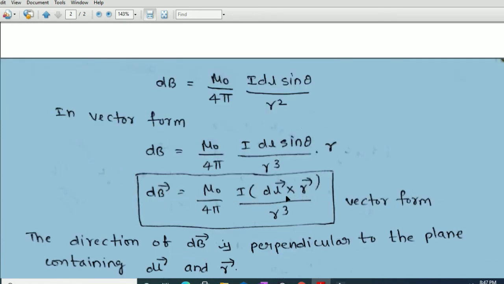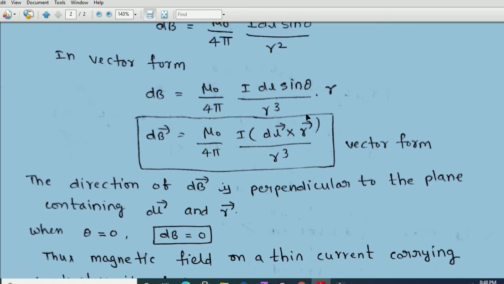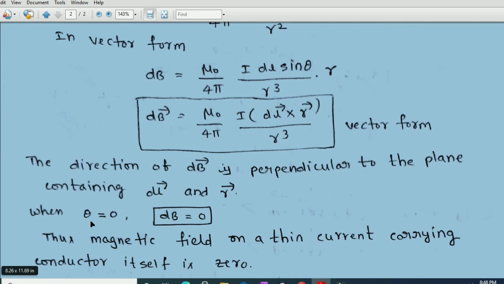Now in the vector product, we have already discussed that dB bar is perpendicular to both dl bar and r bar. The direction of this dB bar can be represented by using the right hand thumb rule. That is, dB bar is perpendicular to dl bar and dB bar is perpendicular to r bar also. Now when theta is equal to 0, sin 0 becomes 0, then the magnetic field dB becomes 0.